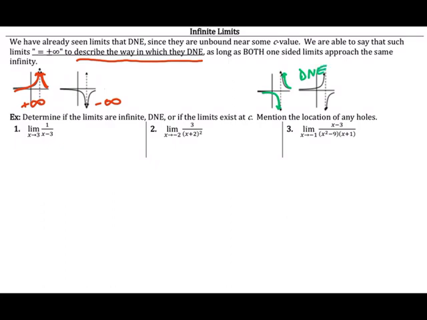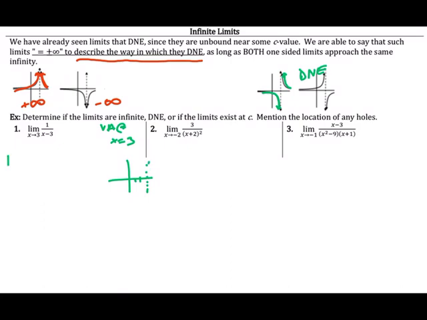So when we're thinking through these next 3 problems, we really want to think about what is happening on the left, what's happening on the right, and are those two things the same? And when we're thinking about what's happening on the left and the right, it's okay for us to pretend to substitute in a number a little bit to the left or a little bit to the right. So let's see what we're talking about here. Number 1, this function, 1 over x minus 3, has a vertical asymptote when x is equal to 3. Because it has that vertical asymptote, what I want to know now is, are the behaviors on both sides of this the same?